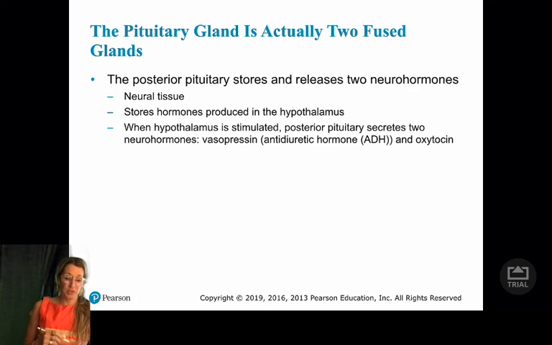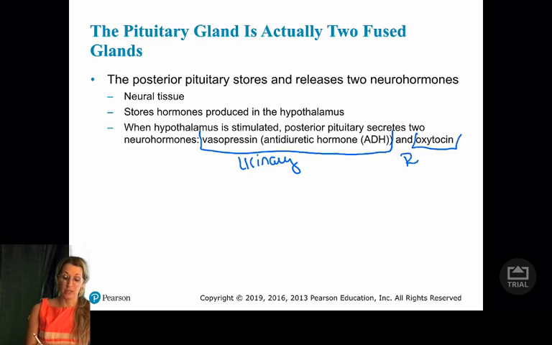The posterior pituitary, what happens when the hypothalamus is stimulated, the posterior pituitary secretes vasopressin, also called antidiuretic hormone, and oxytocin. We will talk a lot about vasopressin when we get to urinary. And we will talk quite a bit about oxytocin when we get to the reproductive system. These both come from the hypothalamus through the posterior pituitary.